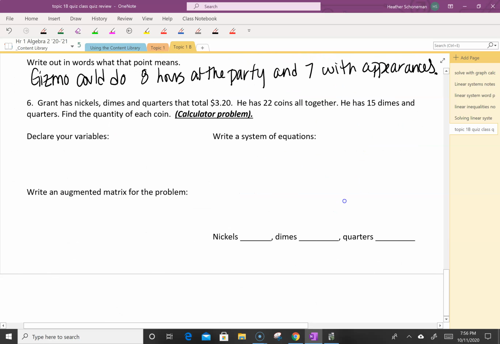All right, we got one last problem, and we're going to use our calculator for it. So Grant has nickels, dimes, and quarters. Oh, we've done it when it's 3. This is the first time. Okay, so let's see if we can figure this out.